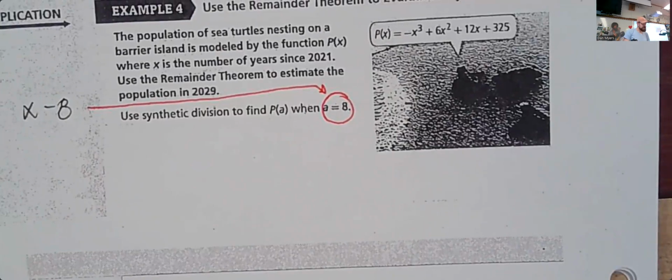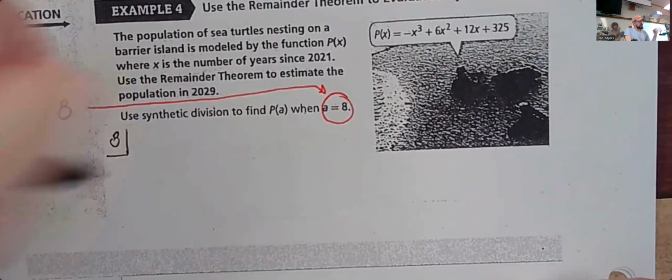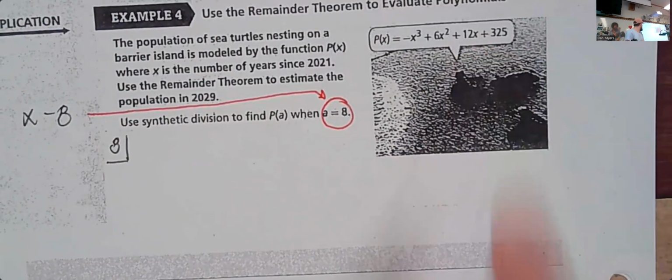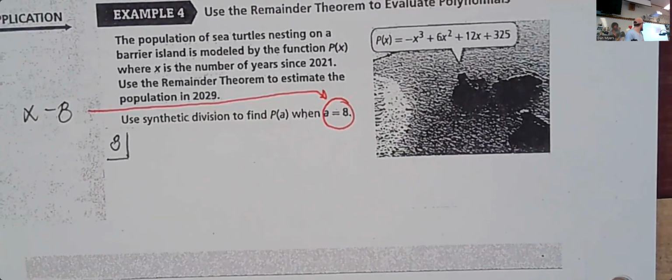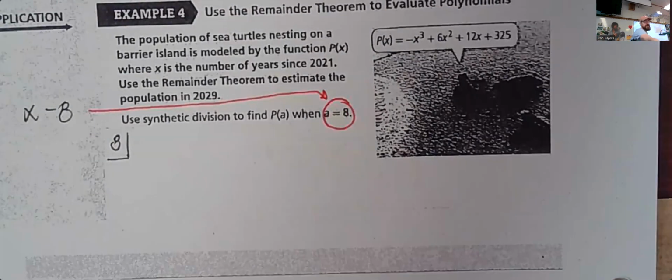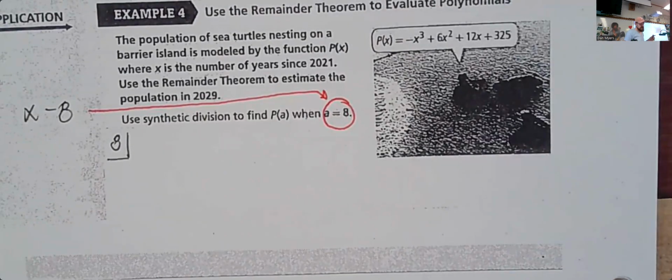So use synthetic division. We're going to put 8 in our upper left corner. Go and pick up a pencil. Eyes up here. Write this down. Here we go, 8. We are using synthetic division as opposed to just plugging in 8 here. So we're going to use that polynomial, and then we'll talk about what the answer means.